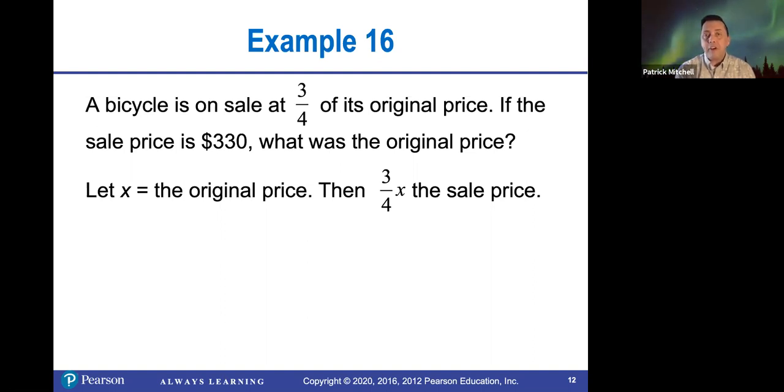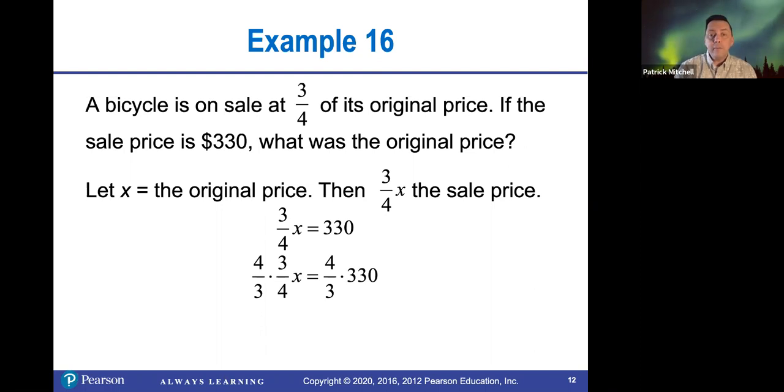This time they're not telling me the original price, they're telling me the sale price. So this is really an algebra problem. If you use X to stand for the mystery original price, then the sale price is 3/4 times X. In other words, 3/4 times X is 330. And the way we'll solve that equation for X is by using the multiplication property of equality. We will multiply both sides by the reciprocal, which is 4/3.